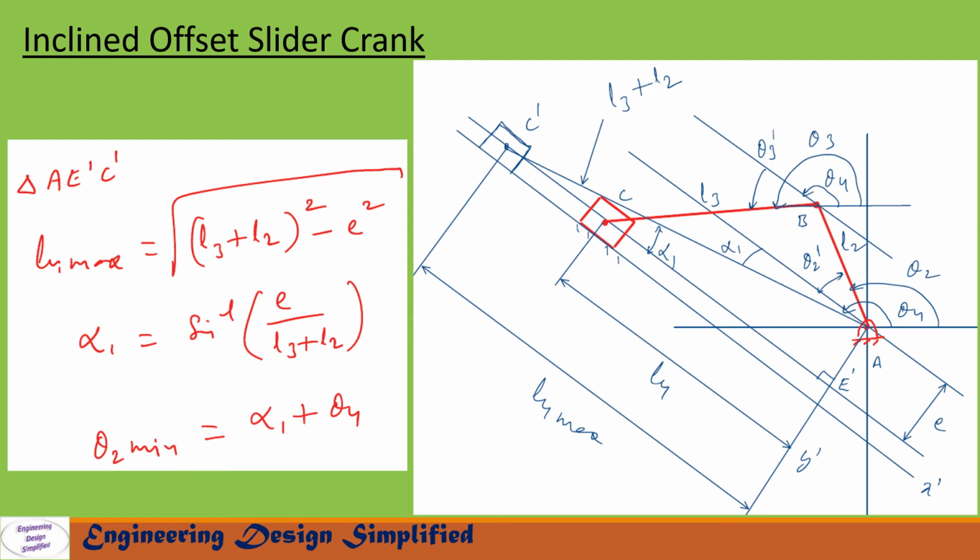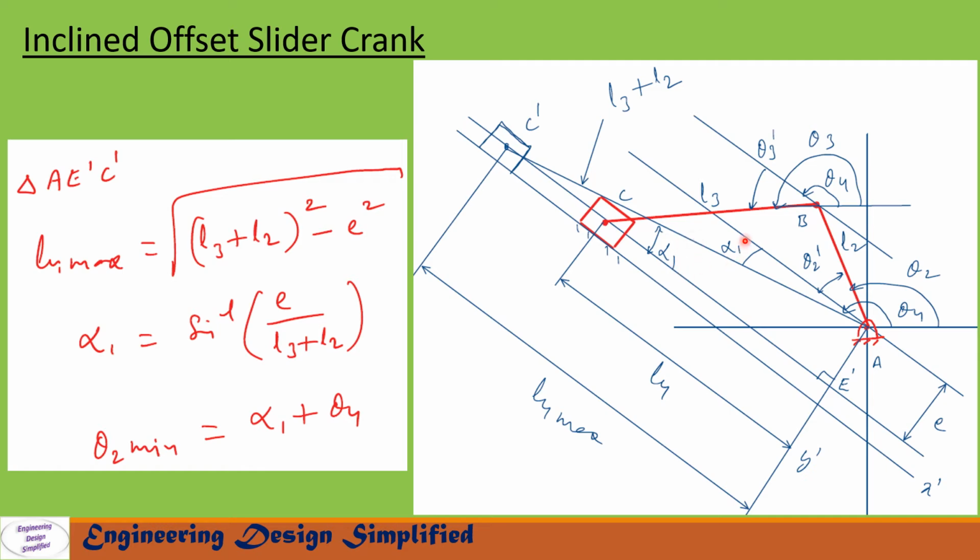In the previous slides, we have derived equations for L4, that is position of the slider, and theta 3, that is coupler angle. So in this slide, let us see maximum position of the slider, that is L4 max. So L4 max will occur when L2 and L3 come in line as shown in figure. So at this position, this length C1, C prime to A is L3 plus L2. So this length C1, C prime to E prime is L4 max. Let us call this angle between this line and this line alpha 1.